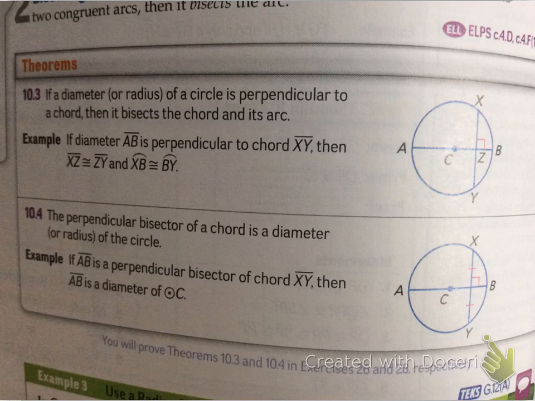Theorem 10.4: the perpendicular bisector of a chord is a diameter or radius of the circle. So if something is a perpendicular bisector of a chord, then it has to be a diameter. So that's basically what that says.